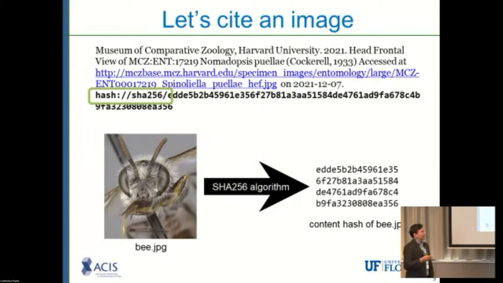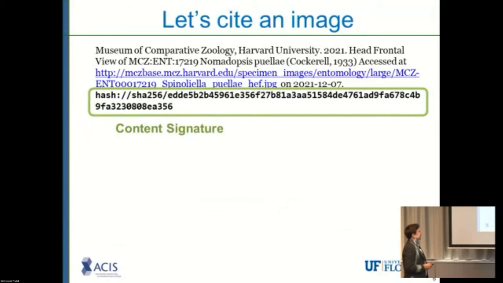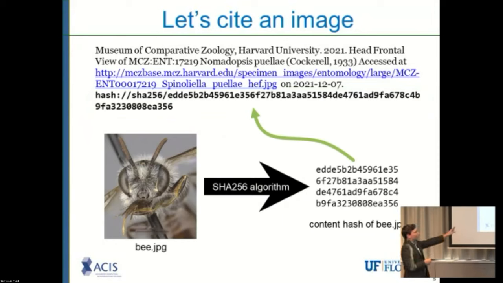But the hash alone is not super useful because you need to know how the hash was created. So we prefix the hash with something that tells us this identifier is a hash, and we use the SHA-256 hashing algorithm to compute it. And we call the combination of the hash algorithm name and the hash the content signature. So the idea is that this content signature is uniquely mapped to whatever content was used to produce it. So the image here, this bee, will always produce that exact hash, no matter what, no matter who computes it, no matter when, as long as you're using that exact image that I used.